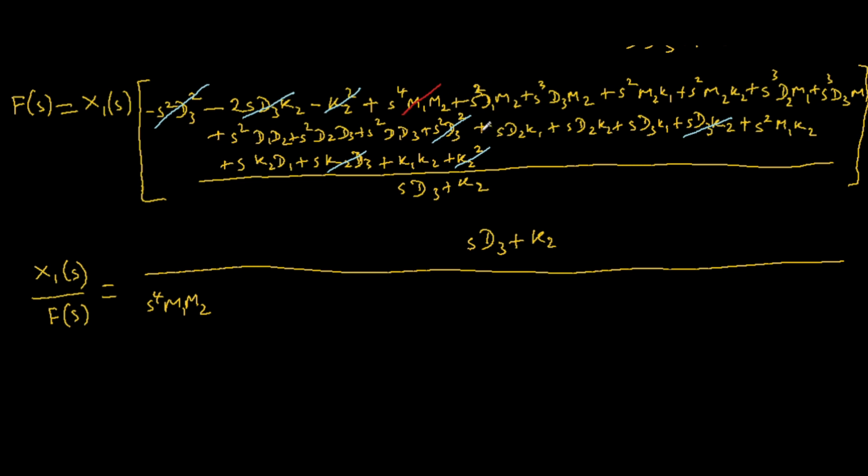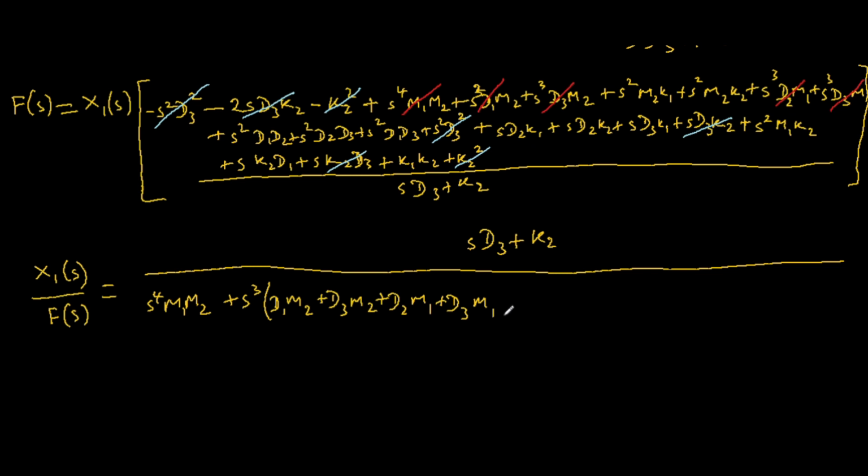Now I want the s cubed terms, plus s cubed into, I have one term here, d1 m2. I have d3 m2, plus d2 m1, plus d3 m1. Any other third order term here? There does not seem to be any, so I have four terms to cross out. That's 1, 2, 3, and 4.